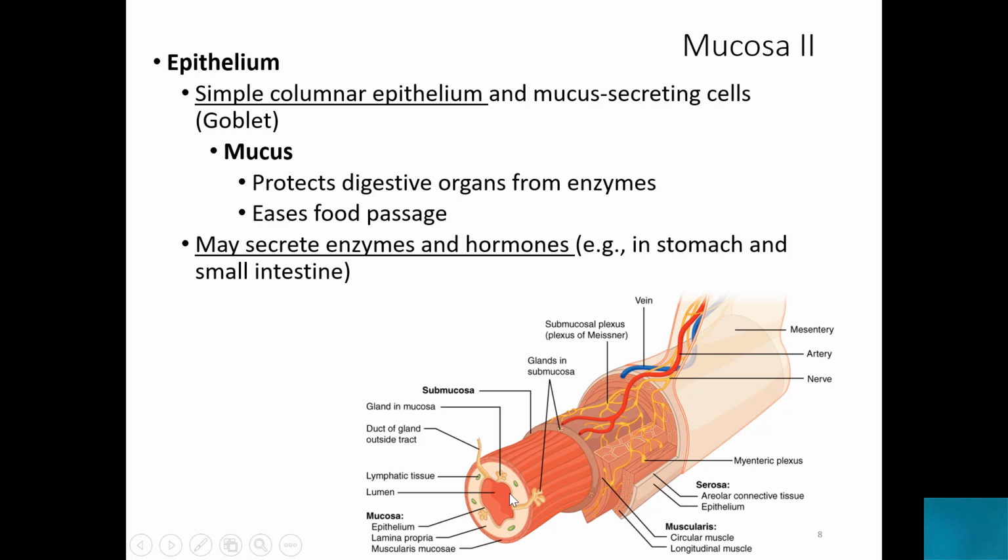Epithelium is the inner layer. It lines the lumen, and it is made of simple columnar epithelium with a lot of mucus-secreting cells, goblet cells. You remember them. Goblet cells produce mucus that protects the walls of the digestive tube from enzymes, so enzymes would not digest the tube itself. And also mucus makes movement of food through the digestive tube easier. In some places like the stomach and small intestine, epithelium can produce enzymes and hormones.